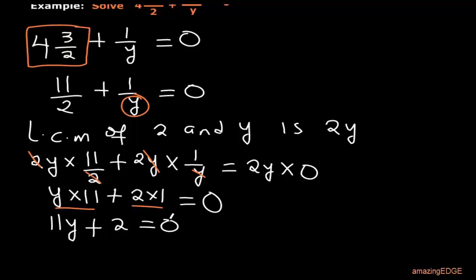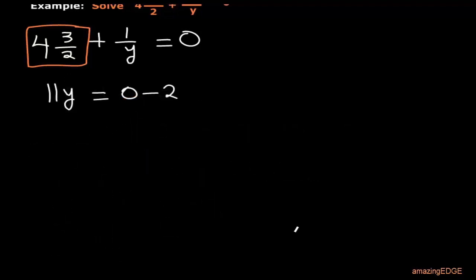So we collect like terms. The terms in y are already on the left hand side. So the numerical values remain on the right hand side. In that order, 0 remains where it is and 2 comes over there to become minus 2. So we have 11y equals 0 minus 2. Now 0 minus 2 is the same thing as minus 2. So we see that 11y is equal to minus 2.